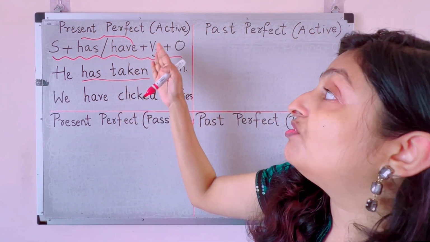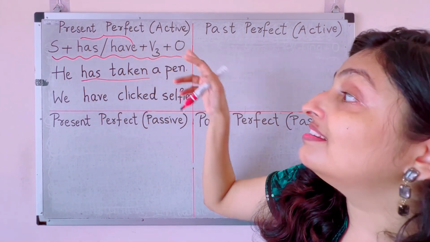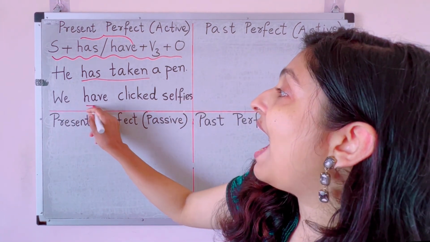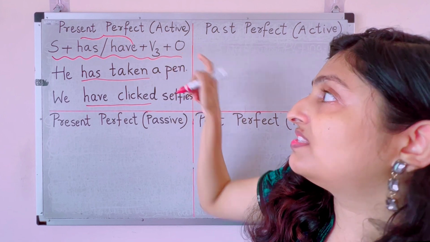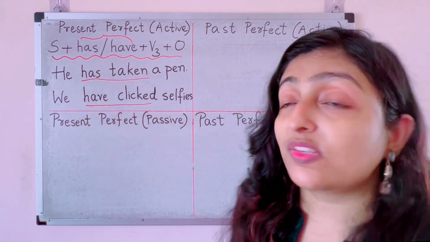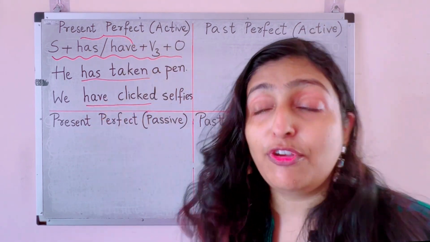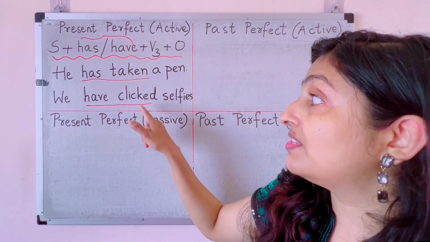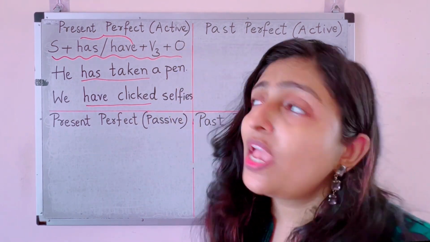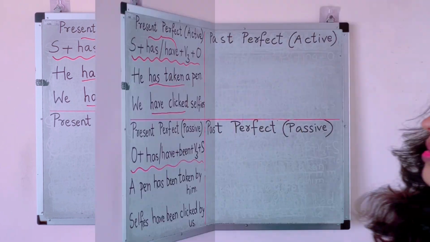Taken is the V3 form of take. He has taken a pen. Second example is we have clicked selfies. We is the subject. Since the subject is plural, the auxiliary should be have, and V3 is clicked. Selfies is the object. Now let's learn the passive form of present perfect.